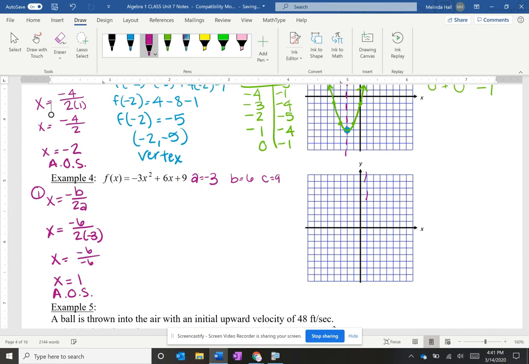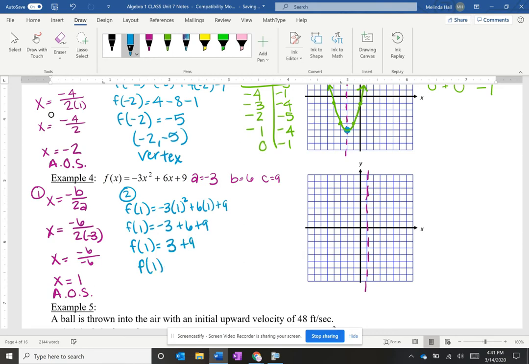Okay, and so on the graph, you can do a little dotted line. Okay. So then to get our vertex, we are going to plug in that x equals 1. And so we would have f of 1 equals -3 times 1 squared plus 6 times 1 plus 9. So again, 1 squared is 1 times -3 is -3. 6 times 1 is 6, and then plus 9. So then f of 1, -3 plus 6 is +3 plus 9, which is 12. So our vertex would be at (1, 12).